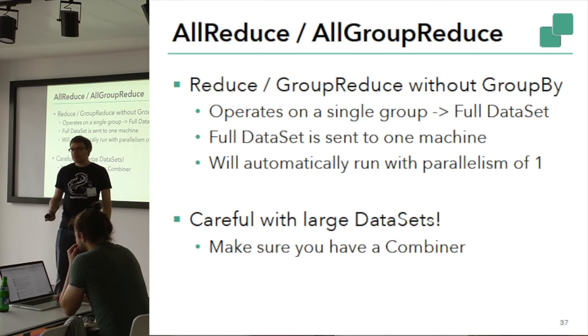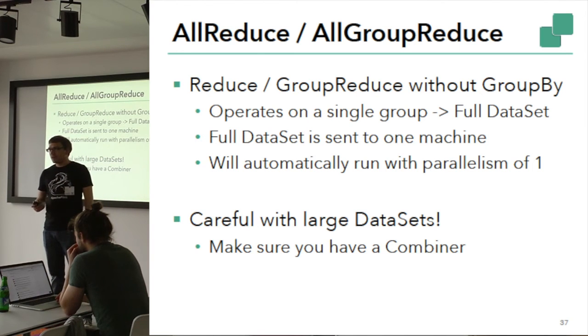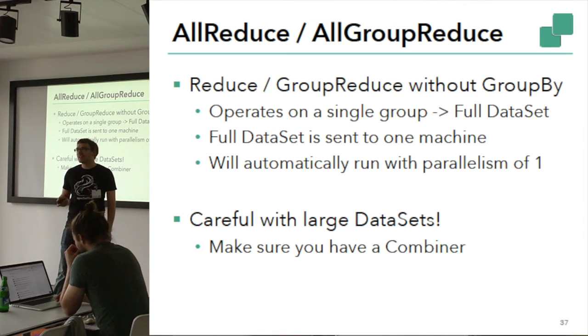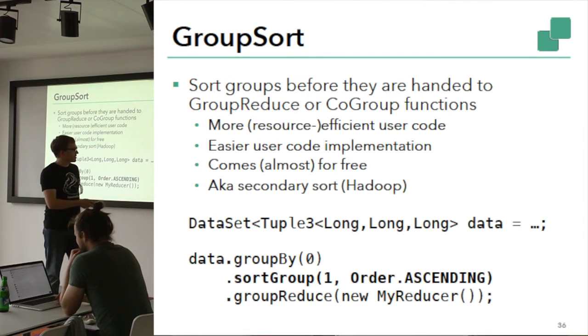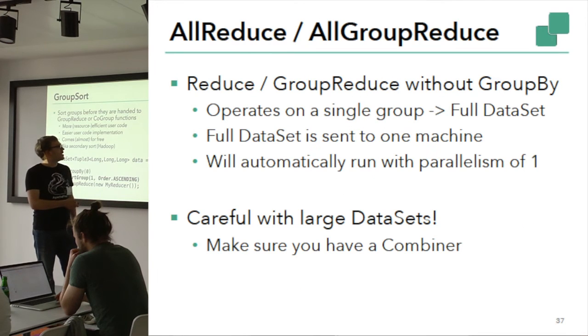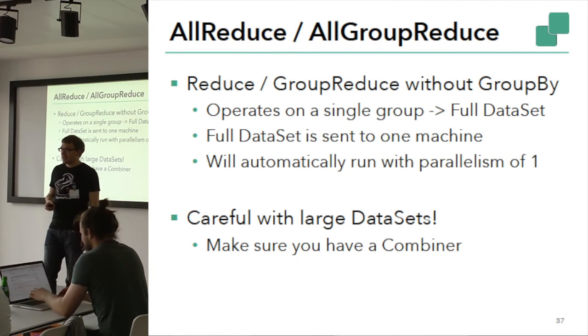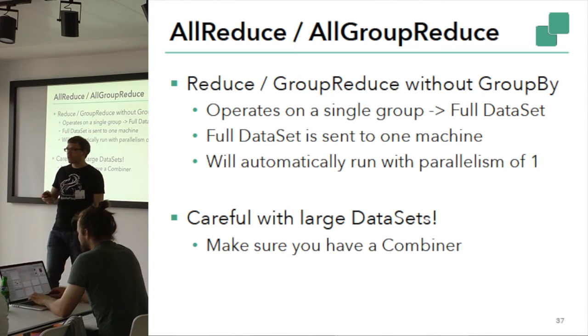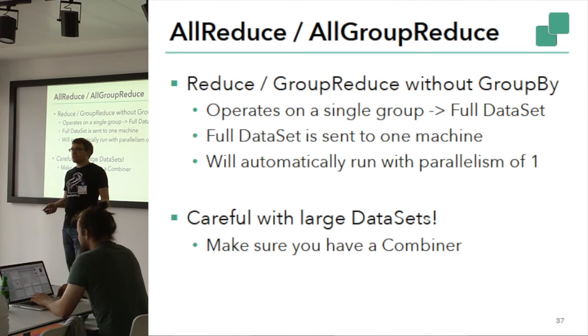All right, so what happens if you forget to add the group by in front of your group reduce function? So basically, don't say data group by group reduce, but instead just say data group reduce. Then you'll basically end up with an all reduce or all group reduce, which means that your data is not grouped. Basically, the full data set is your group, and you apply the GroupReduce function on the full data set.